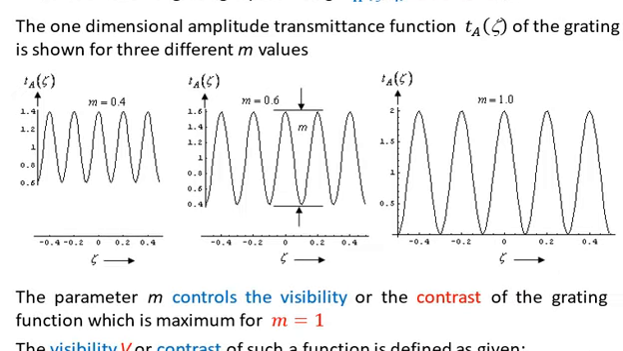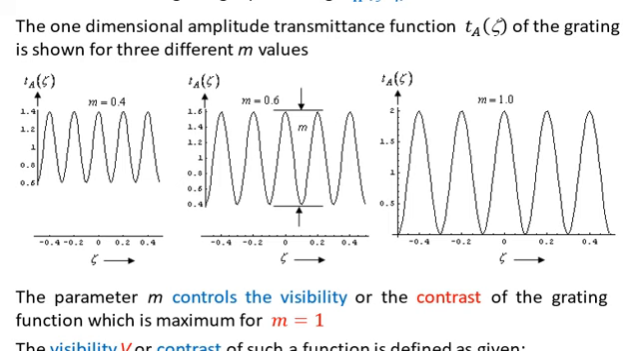You can see that we have used 3 values of m. On the left, m is equal to 0.4. In the middle we have used m is equal to 0.6, and on the right hand side we have used m is equal to 1.0. We have plotted the zeta coordinate along the horizontal direction and the amplitude transmittance along the vertical direction. Look at the figure where we have m is equal to 0.4.